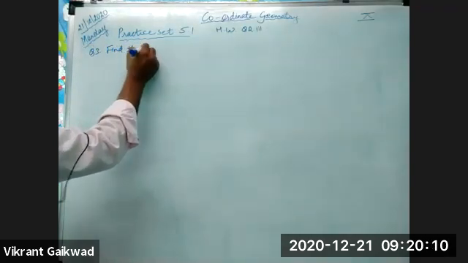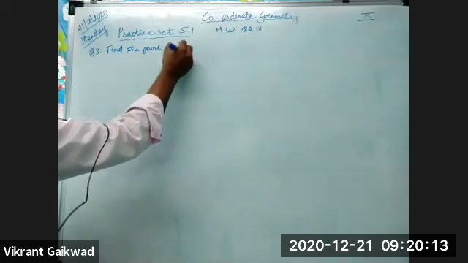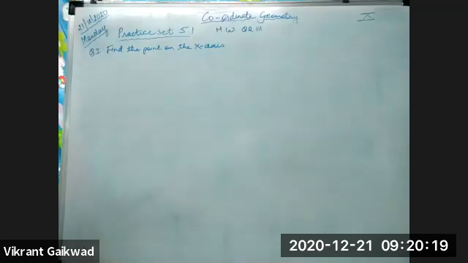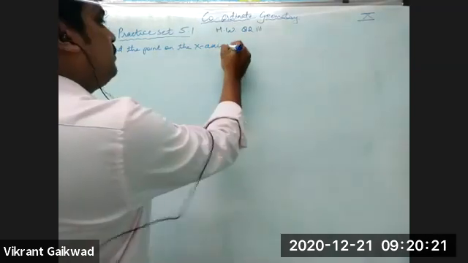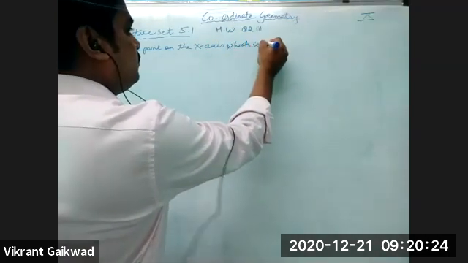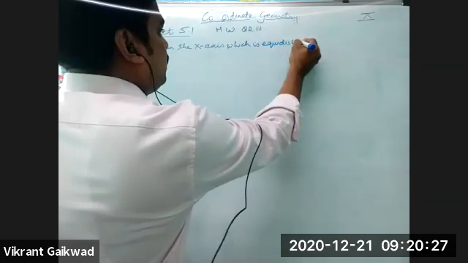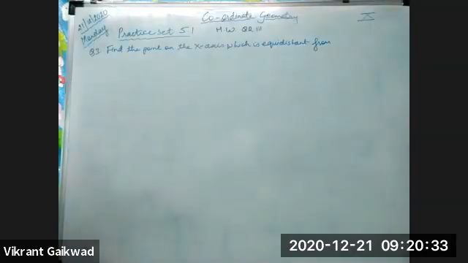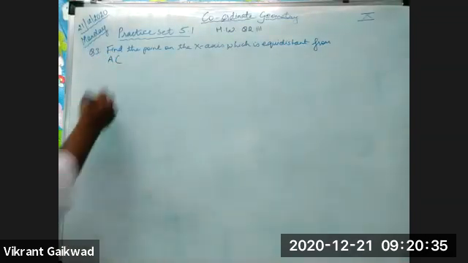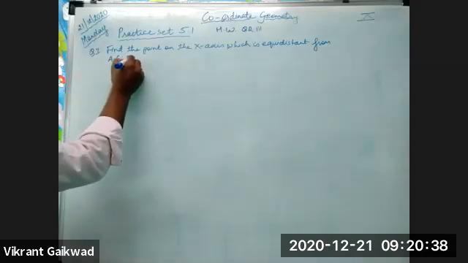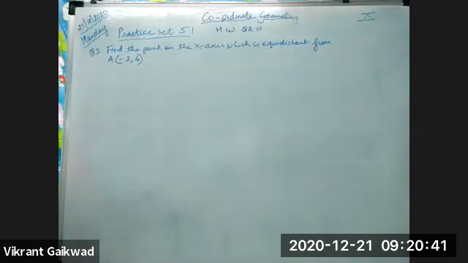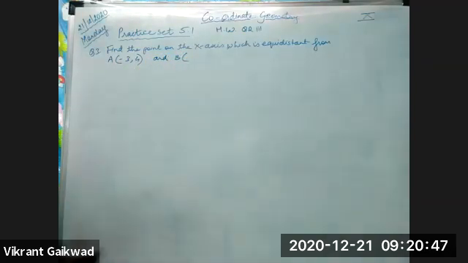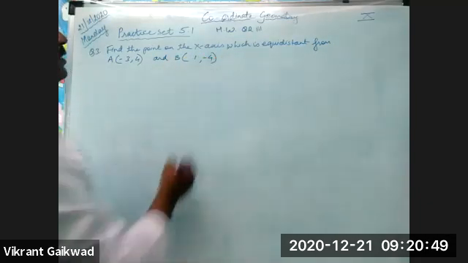Find the point on the x-axis which is equidistant from A (minus 3, 4) and B (1, minus 4).